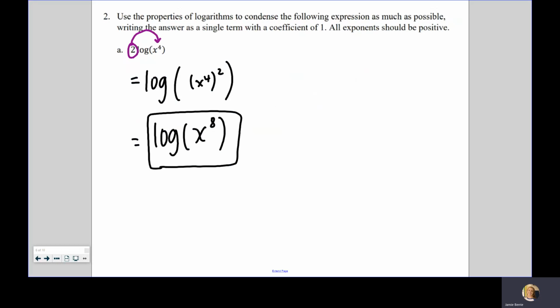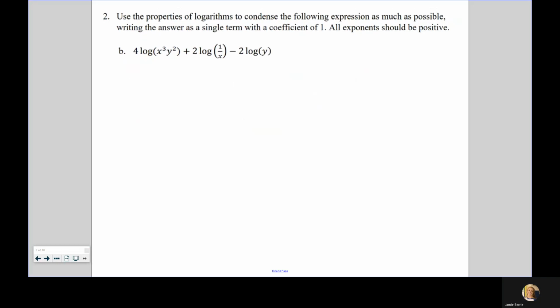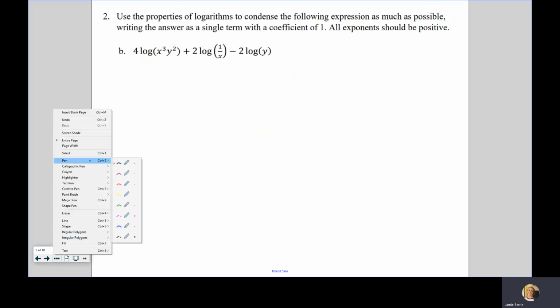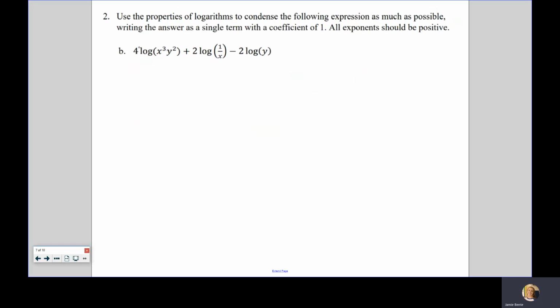Let's look at one that's a little bit harder. We have part B, which says 4 times log of x cubed y squared plus 2 times log of 1 over x minus 2 times log of y. The first thing you want to do is the power rule. Go ahead and get those coefficients and move them inside, and they'll become the exponent. So go ahead and move all these coefficients inside.